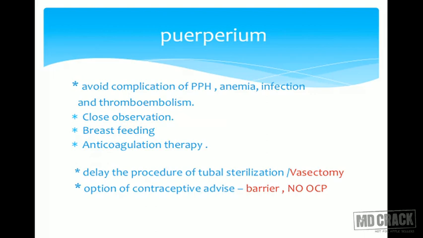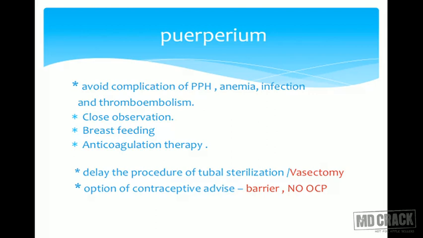In the puerperium, we have to be extra careful. We should avoid PPH, anemia, infection and thromboembolism. Close observation is a must. Breastfeeding is not contraindicated. But in case the patient lands up in failure, then if she is not in a position, breastfeeding can be suspended for a while. Anticoagulation therapy is very important in the puerperium.